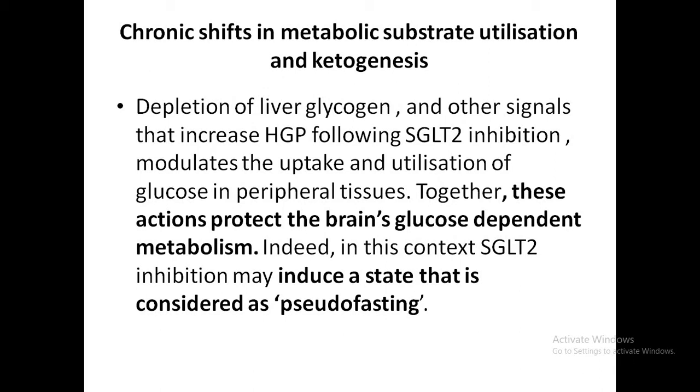Changes in metabolic substrate utilization and ketogenesis. There is depletion of liver glycogen, and signals that increase the hepatic glucose production modulate uptake and utilization of glucose in peripheral tissues. These actions protect the brain's glucose dependent mechanism. In this context, this state is very similar to fasting, hence it is called a pseudo-fasting state.